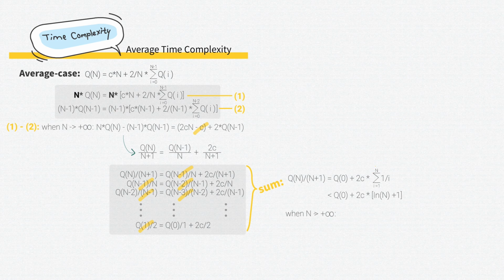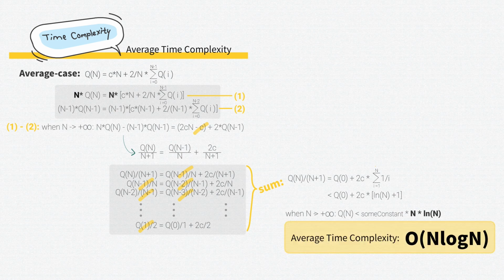As n approaches positive infinity, all the constants can be eliminated. So we can use n log n to describe the time it takes to quicksort an array with length n. Therefore, the average time complexity is big O of n log n. Alright, we're done with the time complexity.